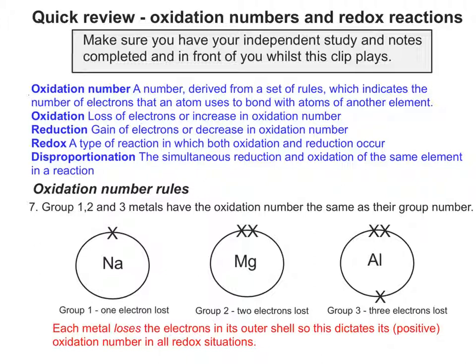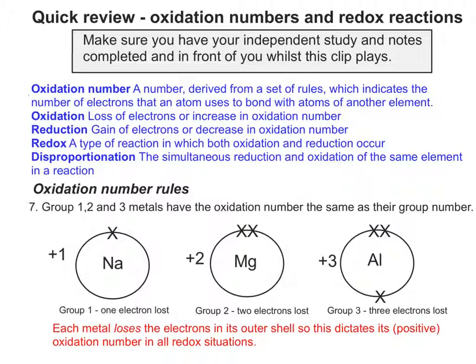So the final rule is the group 1, 2 and 3 metals. They'll always have the oxidation number the same as their group number, because their group number is the same as the number of electrons that they lose from their outer shell when they react in all circumstances. Therefore, that dictates its positive oxidation number. So group 1 will be +1, group 2 will be +2, and as you'd expect, group 3 would be +3.